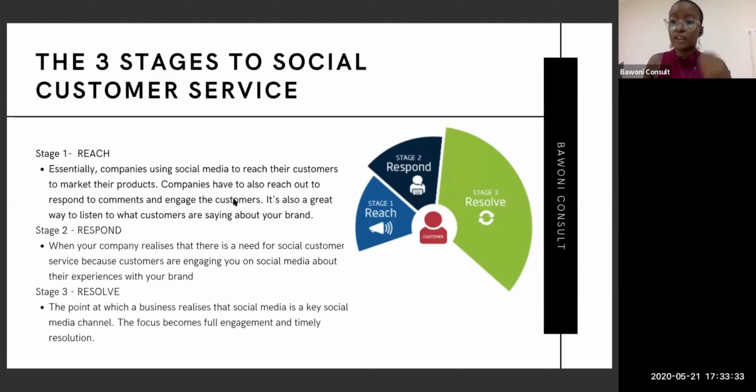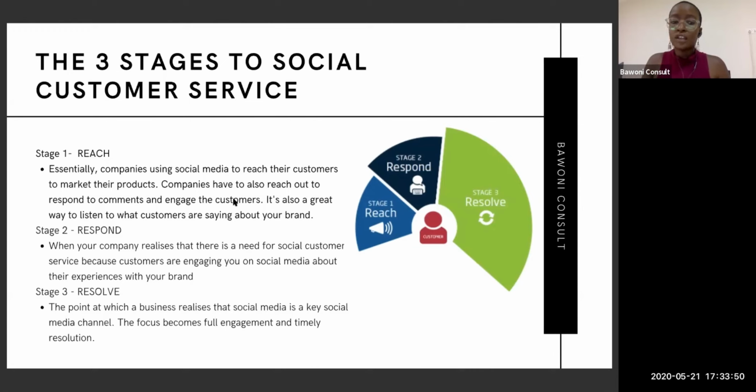So that's stage 1, that's the reach. That's when you're reaching out to your customers. And rather than just reaching out and providing information about their products and services, companies also have to respond to comments and engage the customers. It's also a great way to listen to what your customers are saying about your brand.